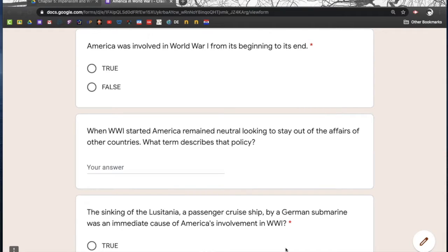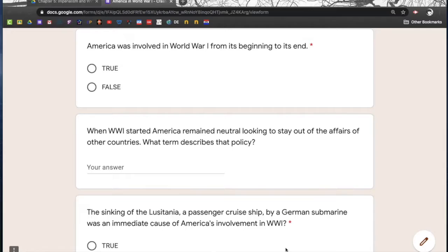The first question is a true-false: America was involved in World War I from its beginning to its end. Without giving you the answer, what you need to do here is to determine when World War I started. Forget it, I'll just tell you. It's 1914. So a true response is, yeah, America got involved in 1914 as well. If it's false, it's because America got involved later, after 1914. So you need to determine that, okay?